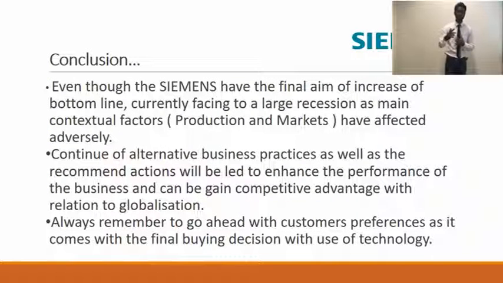When we move to the conclusion part, the first thing we noticed was, even though Siemens has the final aim of increasing the production of the company, they are facing a large recession because of the main contextual factors. The two factors can be production and the market, because right now they are having an adverse effect on the Siemens company. So our second conclusion was continuing alternative business practices as well as the recommended actions will lead to enhanced performance of the business and can gain a competitive advantage among the competitors.